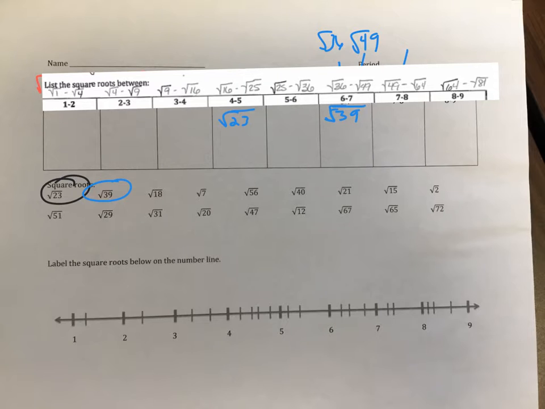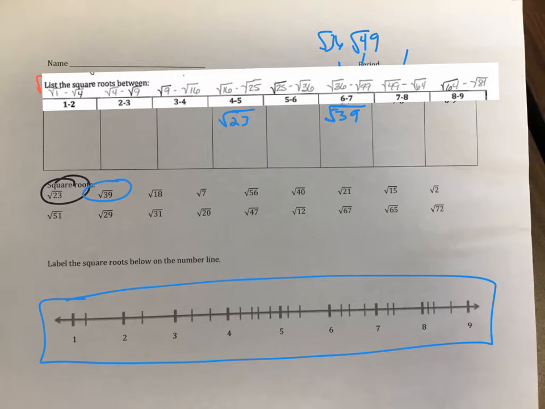And once you've done that, you're going to go down below and put them in order on this number line. Now, notice here on the number line that I have placed marks in between each one to kind of help guide you. I'm going to give you the answers for the ones between 7 and 8. The square root of 56, that's going to fall between 49 and 64. And we also are going to find the square root of 51 is going to fall there because 51 is between 49 and 64. So square root of 51.